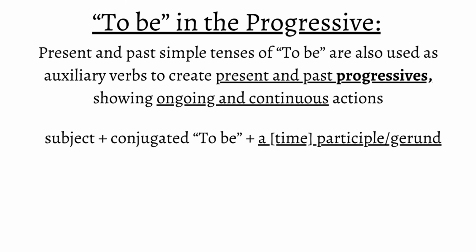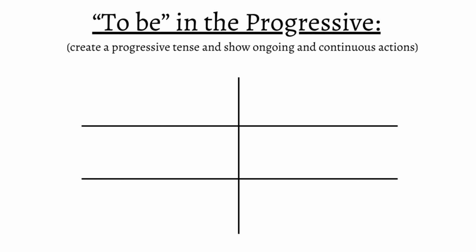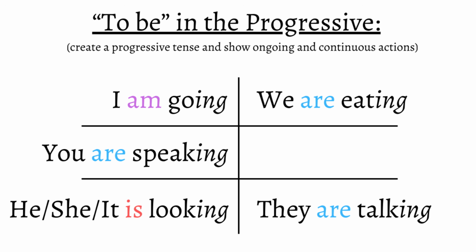Back in the progressive, we take a subject plus a conjugated verb to be plus a participle or a gerund. Using every subject and conjugation, we can make sentences that express actions that take place at the moment. For example, here are sentences in the present progressive with present participles. I am going, you are speaking, he, she, it is looking, we are eating, and they are talking.